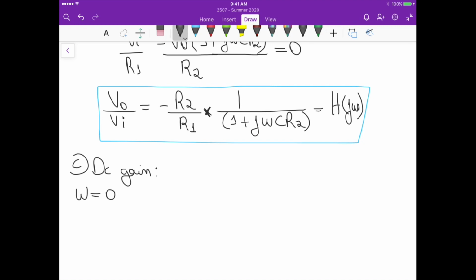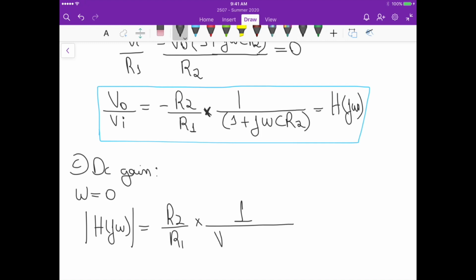Now if you look at the magnitude, the DC gain, so we are interested in the magnitude of H of j omega. This is the same as R2 divided by R1, right, because you get rid of that minus sign, times 1 divided by the magnitude of this complex number. So it's 1 squared plus omega C R2 squared, inside the square root. This is the equation for the magnitude, right?